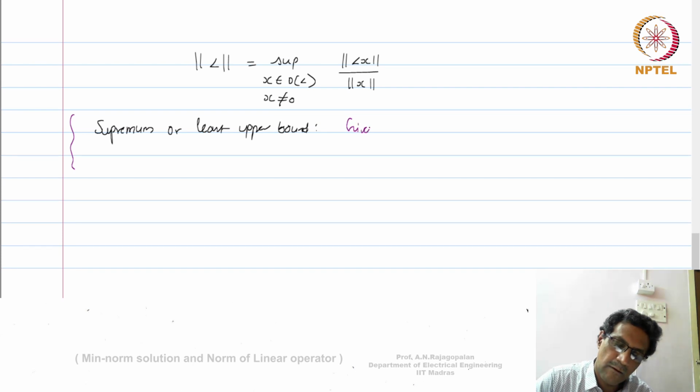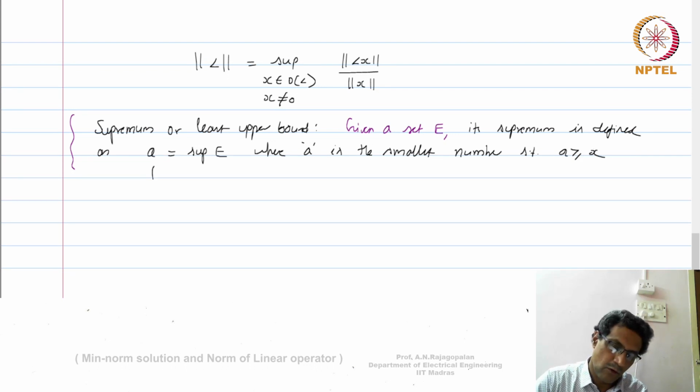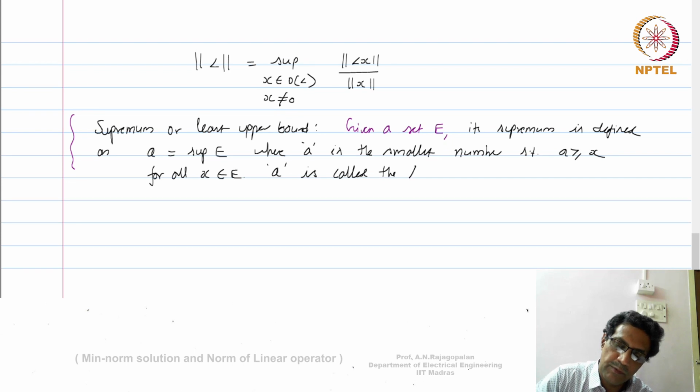Given, for example, a set E, its supremum is defined as A = sup of E, where A is the smallest number such that A is greater than or equal to x for all x belonging to E. The important thing to note is that A is called the LUB, or supremum, the least upper bound, and A need not belong to set E.